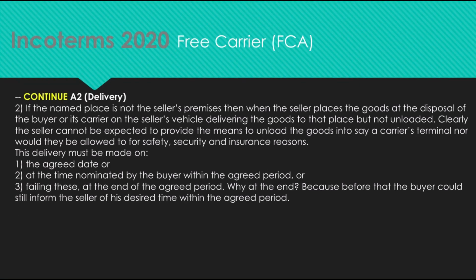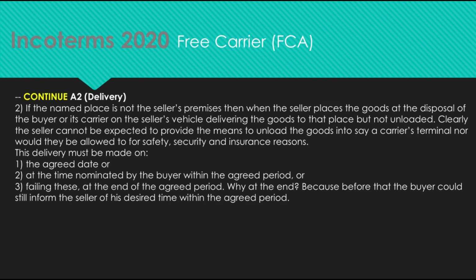The second form of delivery in FCA. If the named place is not the seller's premises, then when the seller places the goods at the disposal of the buyer or its carrier on the seller's vehicle, delivering the goods to that place but not unloaded. Clearly, the seller cannot be expected to provide the means to unload the goods into, say, a carrier's terminal, nor would they be allowed to for safety, security, or insurance reasons. This delivery must be made on the agreed date or at the time nominated by the buyer within the agreed period, or, failing these, at the end of the agreed period.